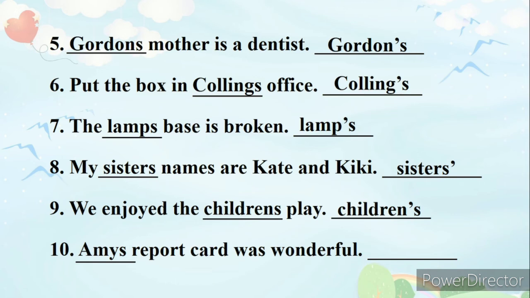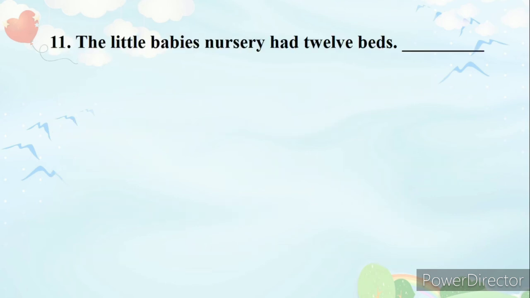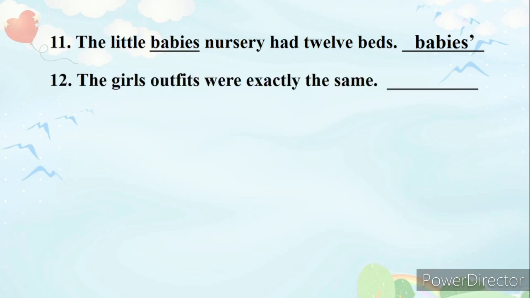10. Amy's report card was wonderful. Amy is the noun here, so underline Amy, and the possessive form will be Amy's, adding apostrophe and s. 11. The little baby's nursery had 12 beds. Which is the noun here? Babies. Yes, underline babies. And the possessive form will be babies', adding only apostrophe because the noun has s at the end.